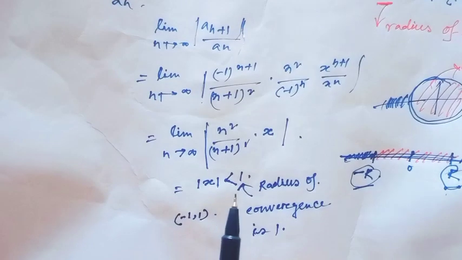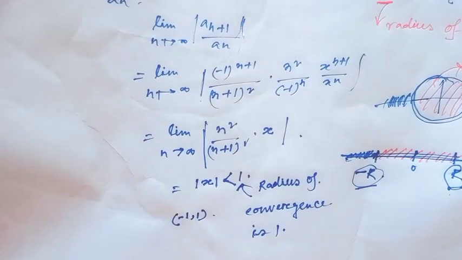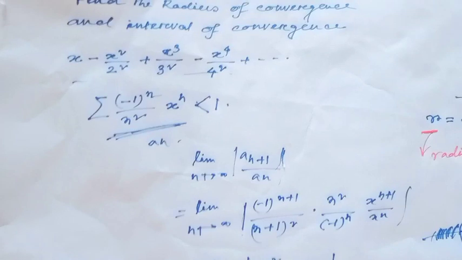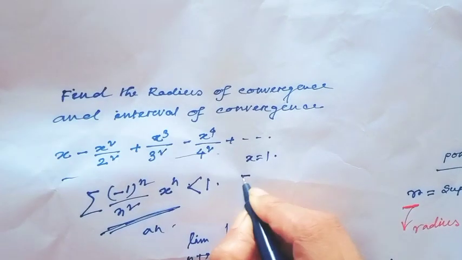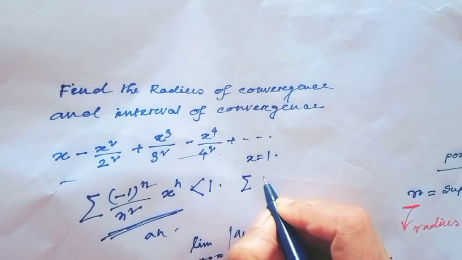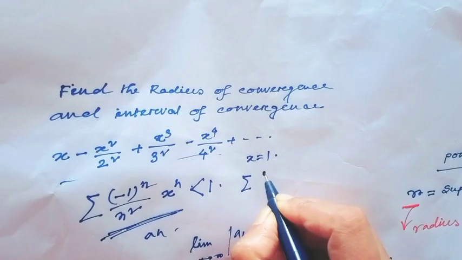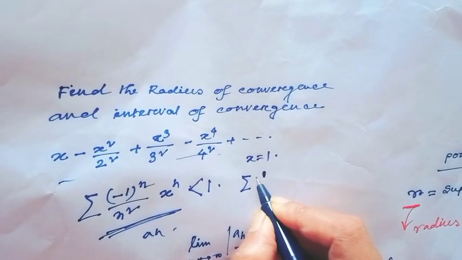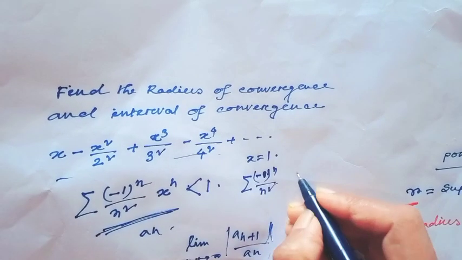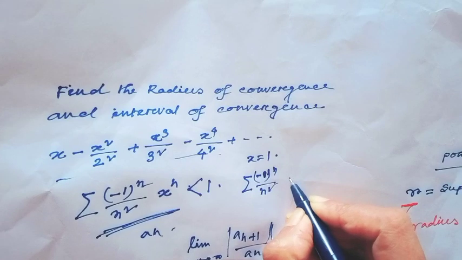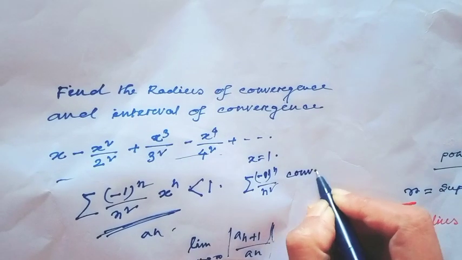Now I will see whether at the endpoints the power series converges or not. When x equals 1, the series becomes (minus 1) to the power n over n square. And we all know by the Leibniz test, this series always converges.